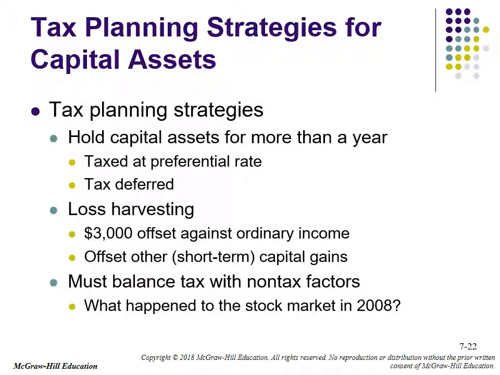So there's some tax planning strategies we try to tell our clients. Hold capital assets for more than a year if you could, because they're taxed at better rates, and there's $3,000 of offset against ordinary income. So wait and make strategic decisions when selling stocks at a loss. Okay, so you have to balance tax with non-tax factors, of course, because you've got to watch the market. But if you can, try to put yourself in the best tax position.